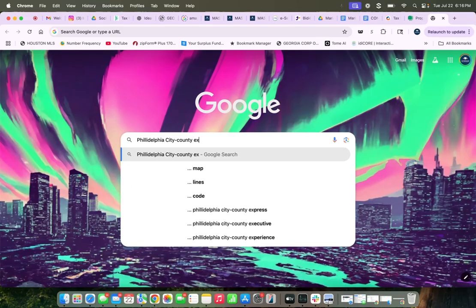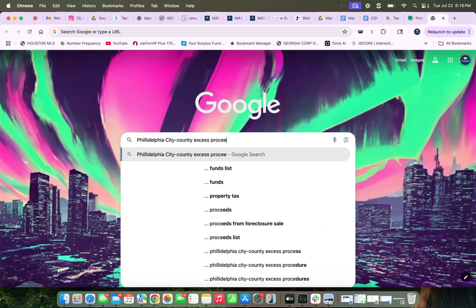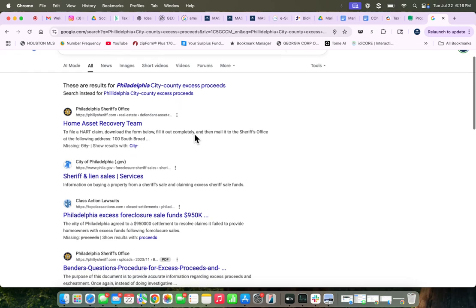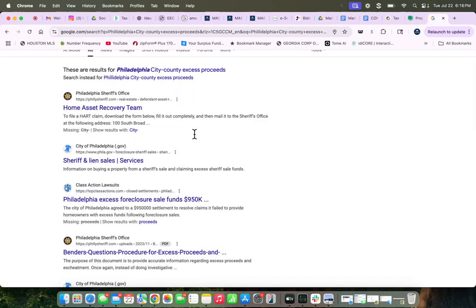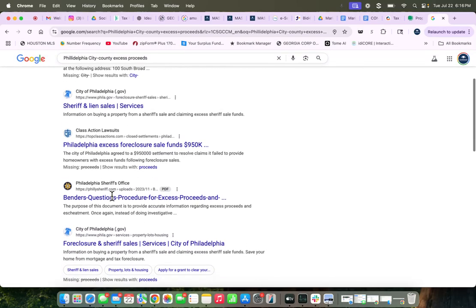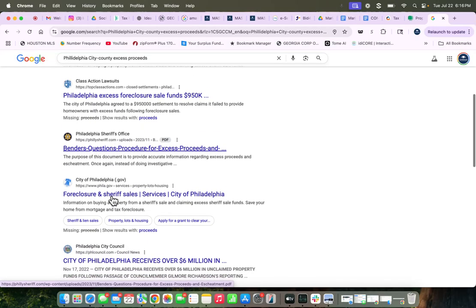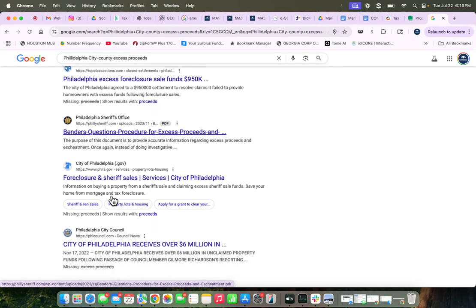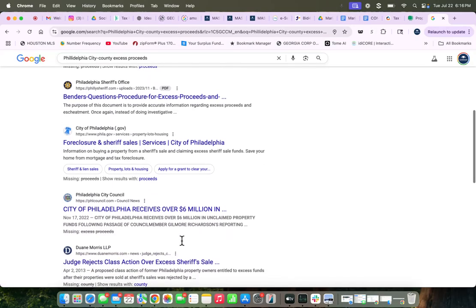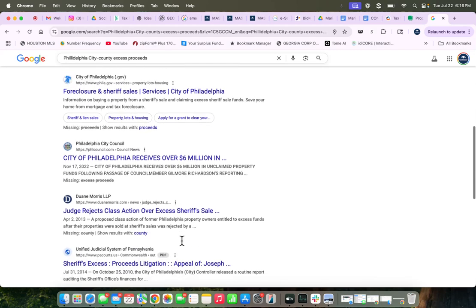I'm going to say excess proceeds. So this is what I do. I'll go to this list and I find it, and then I'll look and see. So look, oh my gosh, look at this, you guys. They had a class action lawsuit. Philadelphia excess foreclosure sale fund, $950,000 settlement to resolve claims it failed to provide homeowners. Oh, so they be trying to keep the money. Okay. Interesting. Well, see, they received, I guess, what's up with it? Nobody wants to buy an unclaimed property fund, $6 million. Jesus.